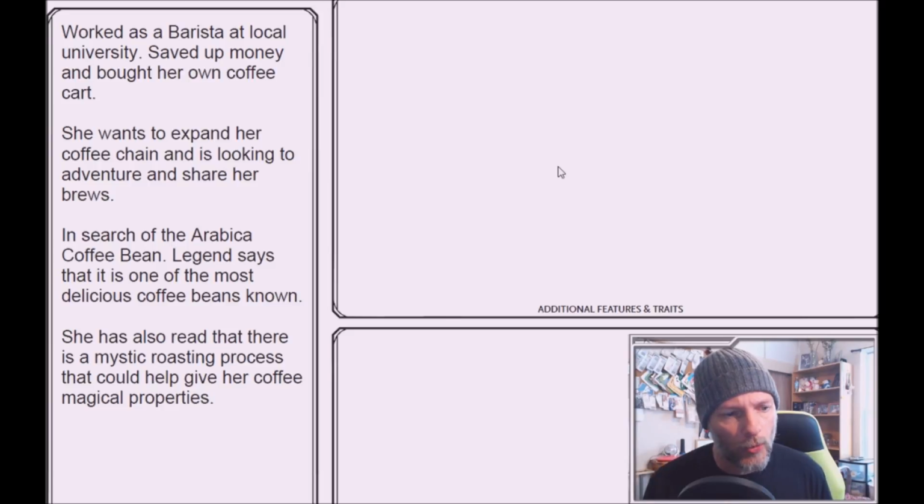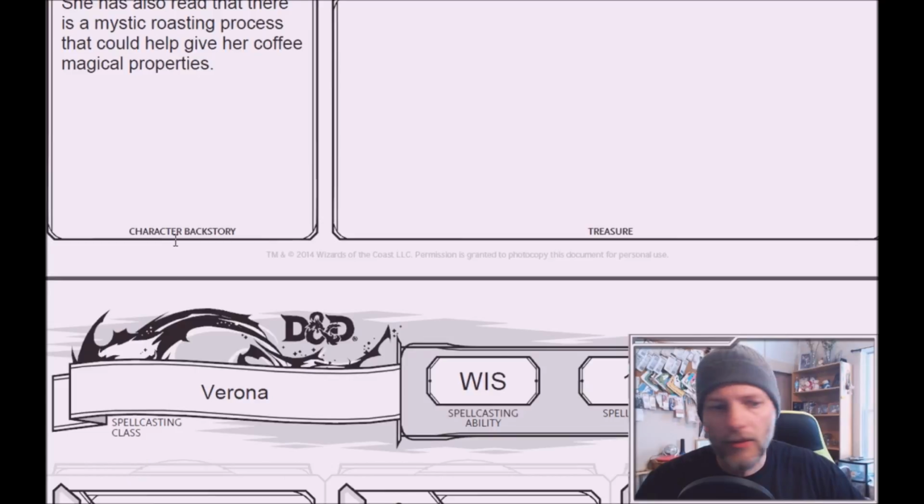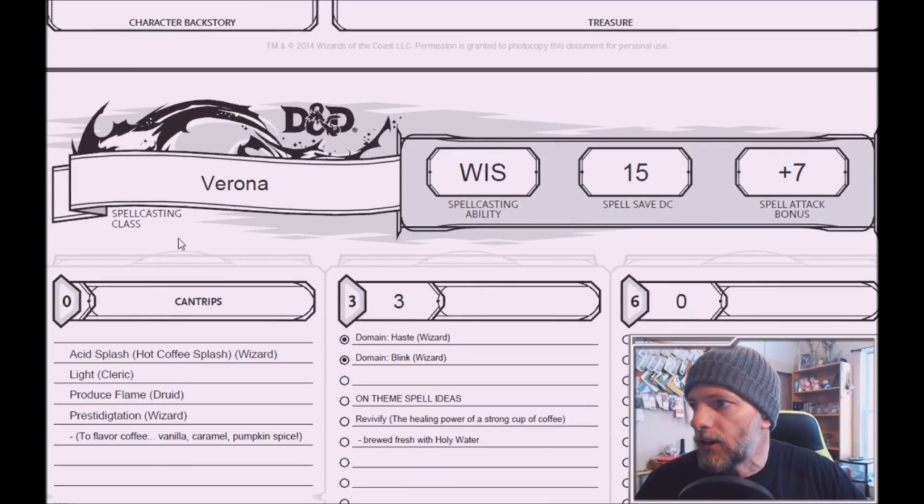She has also read that there is a mystic roasting process that could help give her coffee magical properties. So maybe she learns how to do a French roast or something like that. So that is going to be included in part of my backstory for this character.